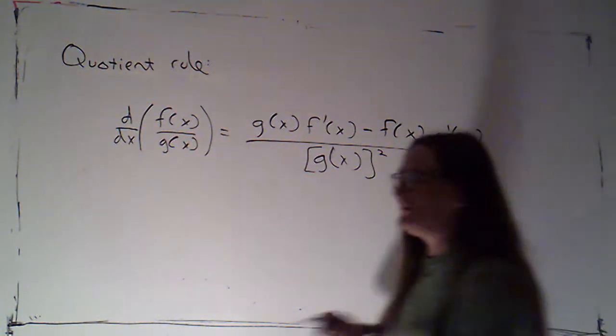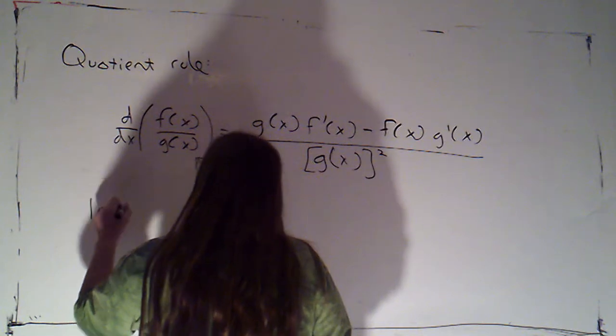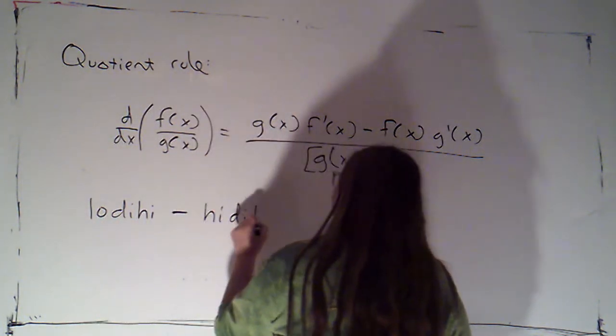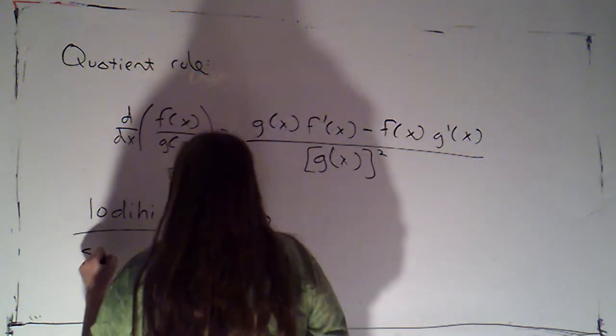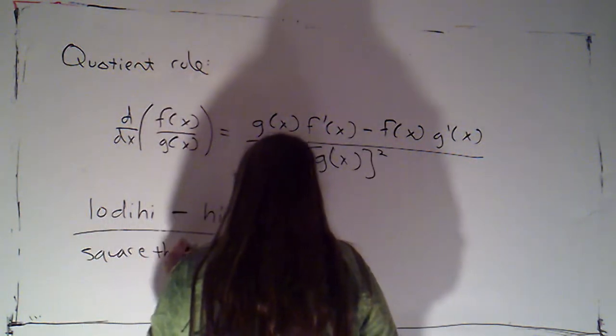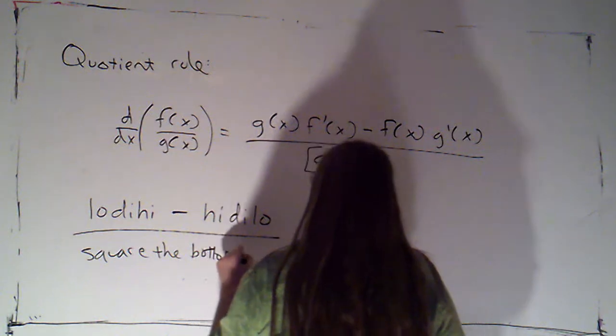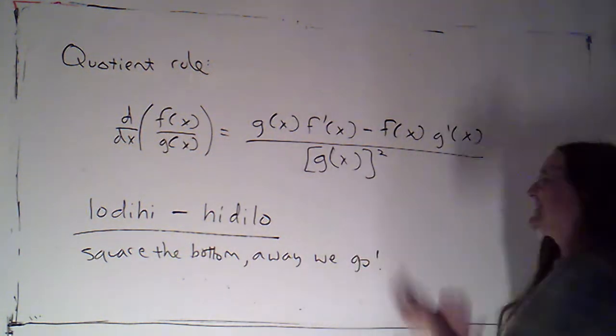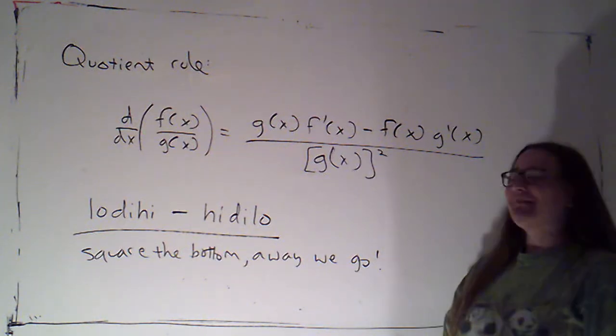Oh, it's wonderful. Here's the poem. Low d high minus high d low, square the bottom, away we go. Oh, it rhymes. I like poems that rhyme.